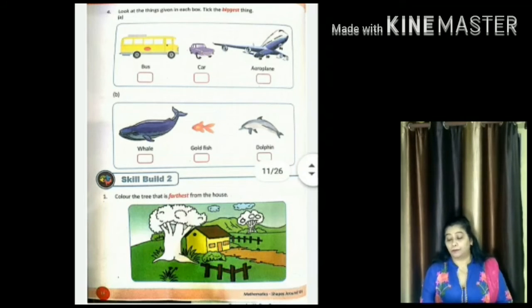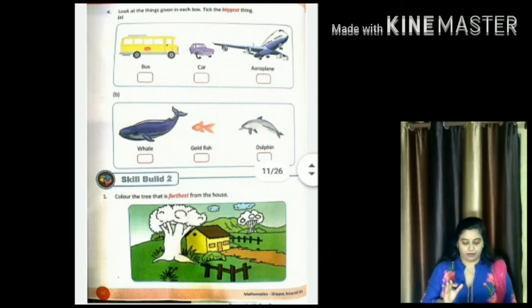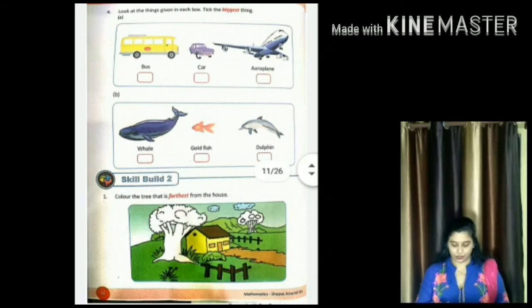Next, page number 16. Question is, look at the things given in each box. Pick the biggest thing. Which is big? First is bus, car and aeroplane. Which is biggest? Take it. Next picture, whale, goldfish, dolphin. Here you will tell the biggest one. Next, it is the fun exercise. You will color it. Color the farthest tree, which is farthest from the house. You will color it.